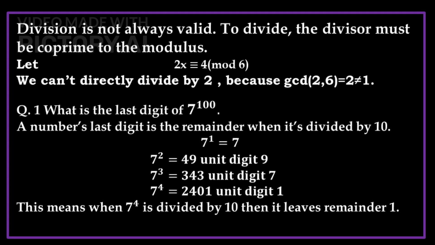Let us find the unit digit of 7 raised to the 100th power using the concept of congruence. Note: a number's last digit is the remainder when it is divided by 10. Now, let us check the powers of 7. Note that 7 raised to the power 4 has unit digit 1. This means when 7 to the power 4 is divided by 10, it gives a remainder of 1.